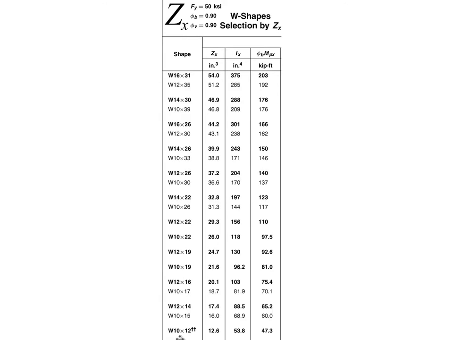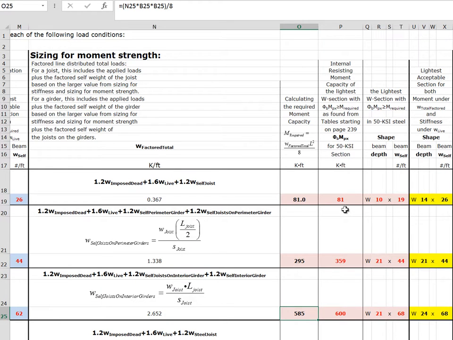Now we said we are looking for 81. So we're going to start to scan up here, and here we see 81. And that's a W10 by 19. And it makes us nervous because we're thinking, well, 81 is just barely what we need. And if we have to size this beam up for strength, then we might push ourselves over the edge, in which case we might have to look for the next one up. But before we jump off that bridge, we're going to write 81 kip feet in our spreadsheet for a W10 by 19.